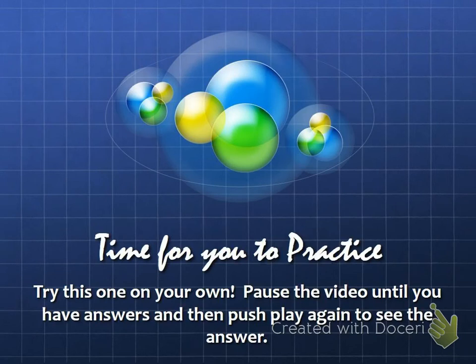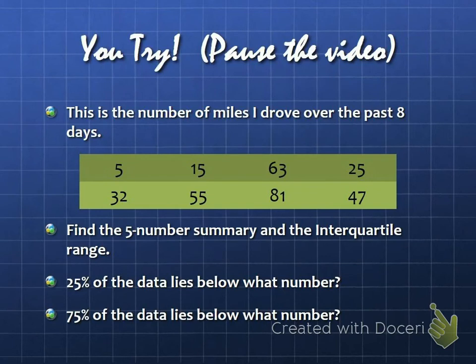Find the 5-number summary, right? So when we get to the data set, pause the video. Start it back up, and you'll have the answers to check to see if your work is okay, right? So here's our data set. This is the miles I drove over the past 8 days. Go ahead and find the 5-number summary, the interquartile range, and then answer these 2 questions. 25% of the data lies below what number, and 75% of the data lies below what number? Okay? So go ahead, stop the video, start it back up when you have all of these, and see how you did.